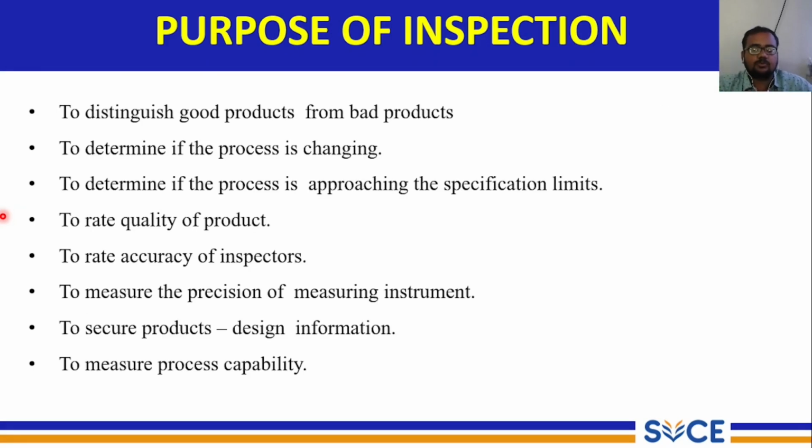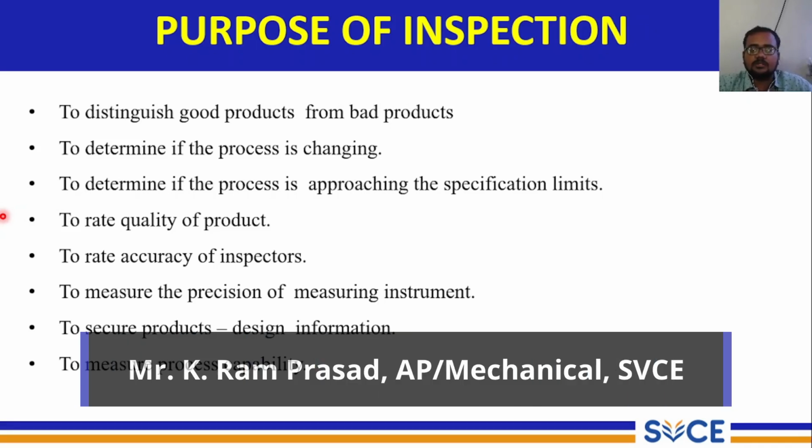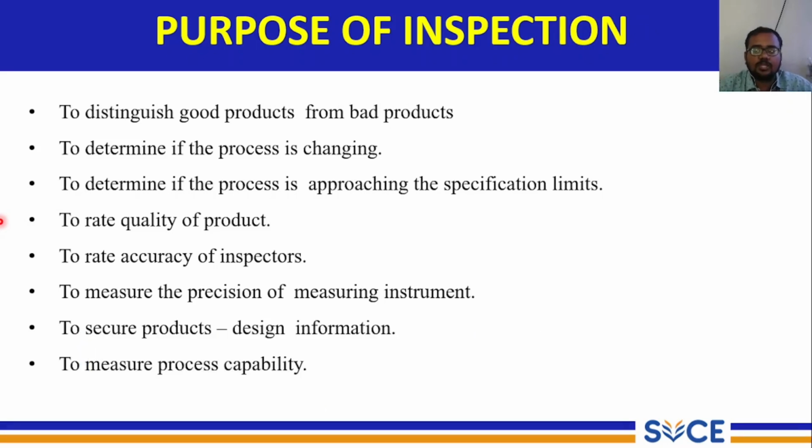And the purpose, why do we need to go for inspection? To determine if the process is changing, and also to determine if the process is approaching the specification limit. We usually have this concept of a normal distribution curve. Some of you might have seen that there is an upper specification limit and a lower specification limit, right? So when the curve is moving towards either extreme of a specification limit, the process is almost getting deviated. That gives you an indication that you have to be very cautious about the process, and the inspection has to be more stringent, to ensure that no poor quality products move out of your plant.